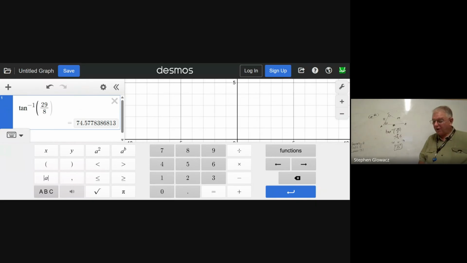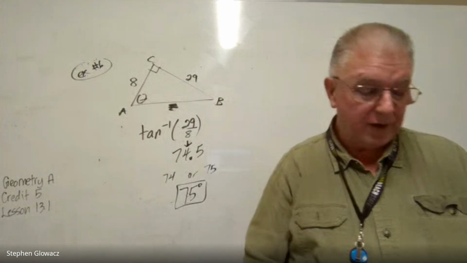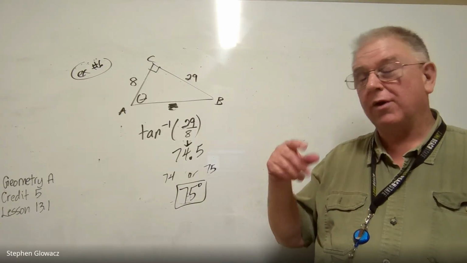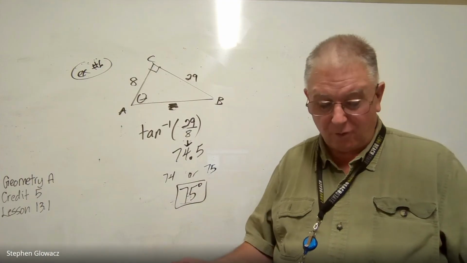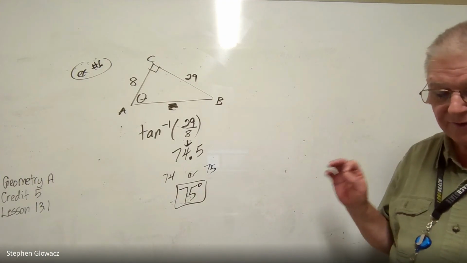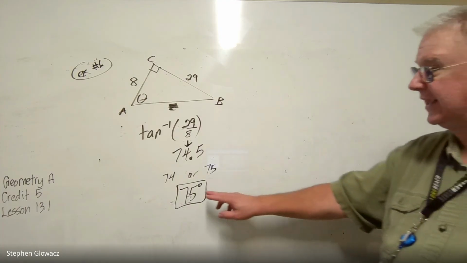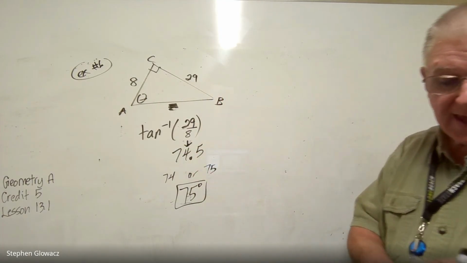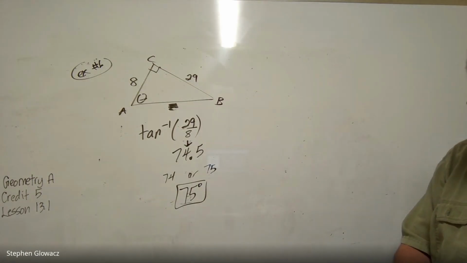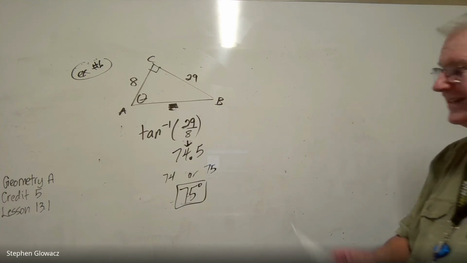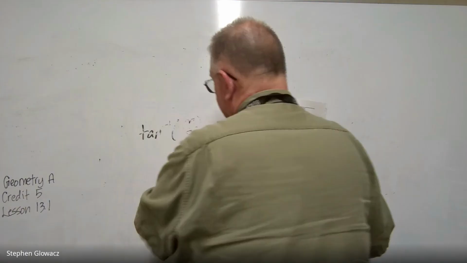All right, so far, 1 and 2, we found tangent using Desmos. In fact, let's go ahead and we'll unshare here. And so 1 and 2, we found tangent using a calculator. 3 and 4 calculated it from the tangent ratio. 5 and 6, we were able to find a missing angle using inverse tangent. And now our last two, 7 and 8, we're going to be solving for a missing side. So let's take a look at an example for problem number 7.